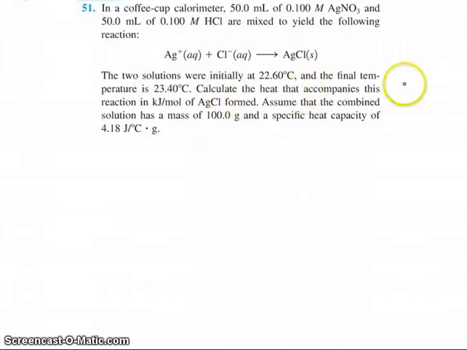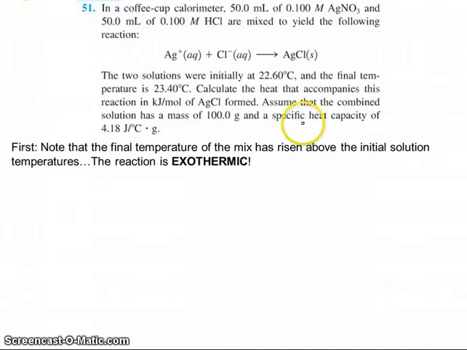We want to calculate the heat that accompanies this reaction in kilojoules per mole of AgCl, and they're letting us assume that the solution has a mass of 100.0 grams, which would mean that those 250 milliliters that mix together were essentially 1 gram per milliliter, and a specific heat capacity of 4.18 joules per gram degree Celsius. So since it's dilute, both are 0.1 molar, we're applying our approximation.